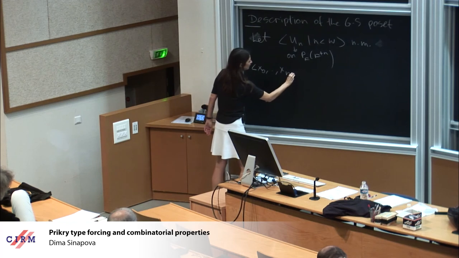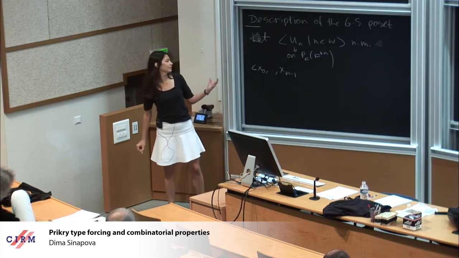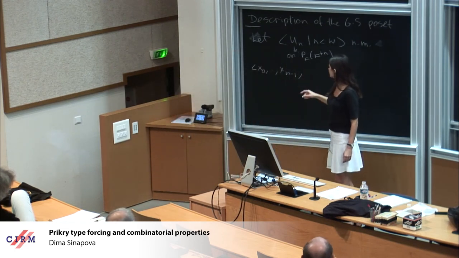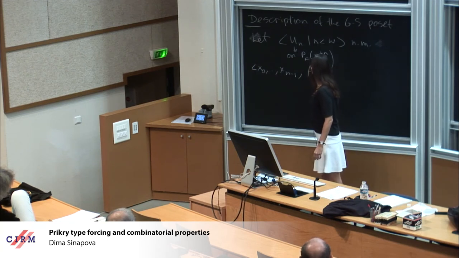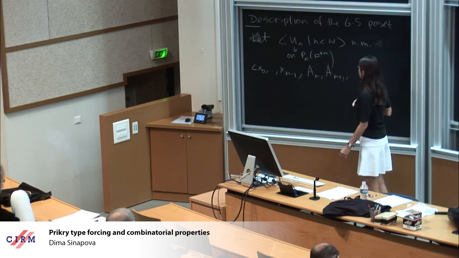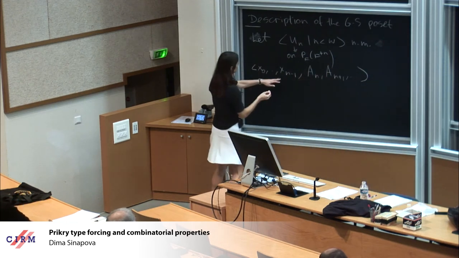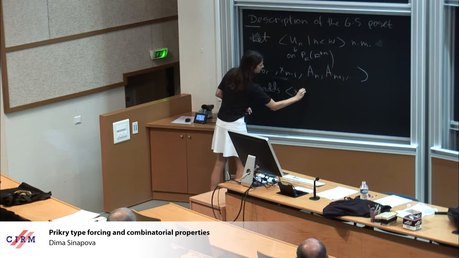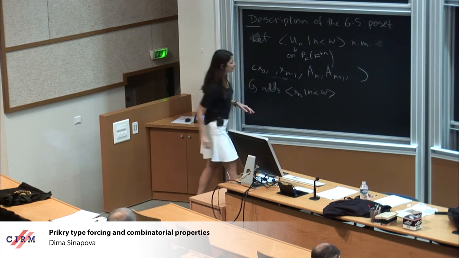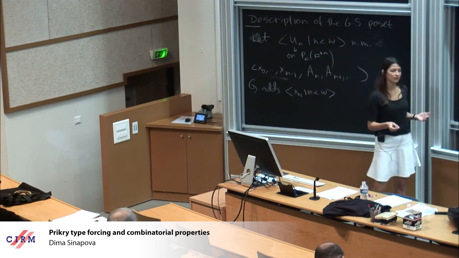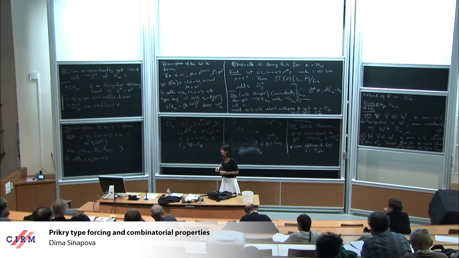So again, there are two parts. That's the finite part, the initial segment of the final Prikry sequence that the forcing is going to add, followed by measure one sets A_n, A_{n+1}, and so on. So in the end, G adds this Prikry sequence x_n, n less than omega, and this is the union of the finite parts of all conditions p in G.